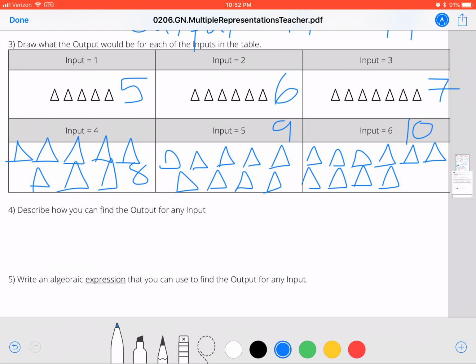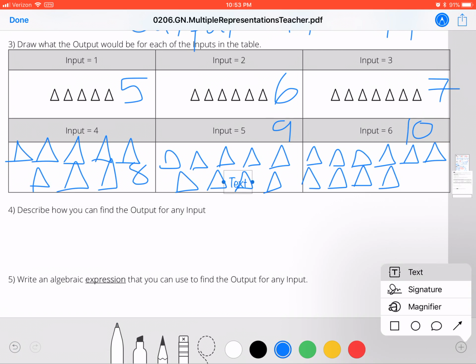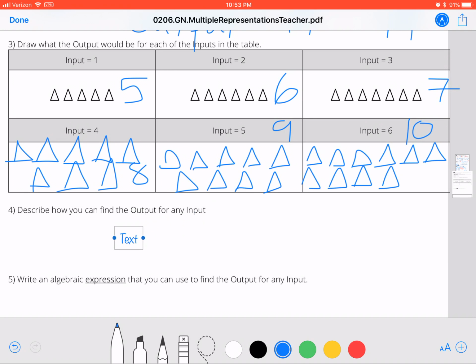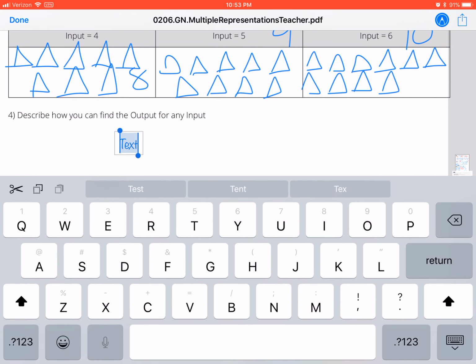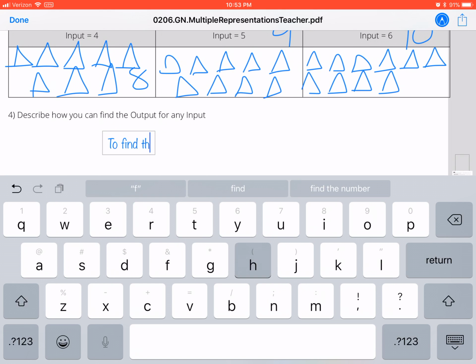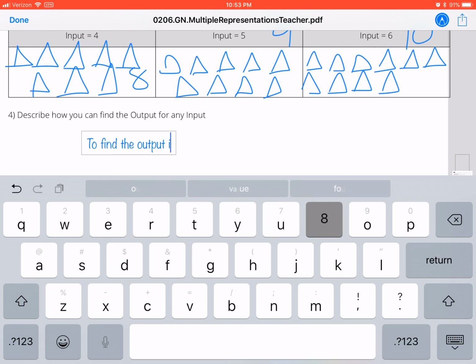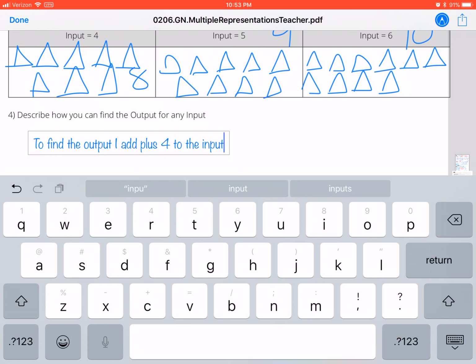All right, our next part, our favorite thing. Describe how you can find the output for any input. So another sentence. To find the output, we've kind of already done this. To find the output, I add. How much do I add? 5 to 9 is plus 4. I add 4 to the input.